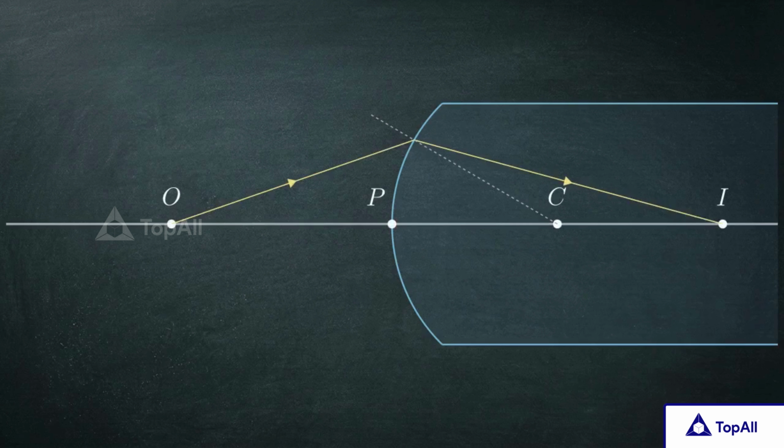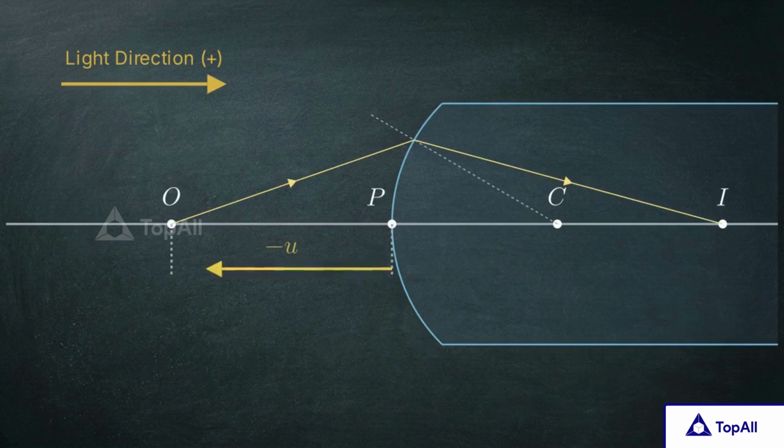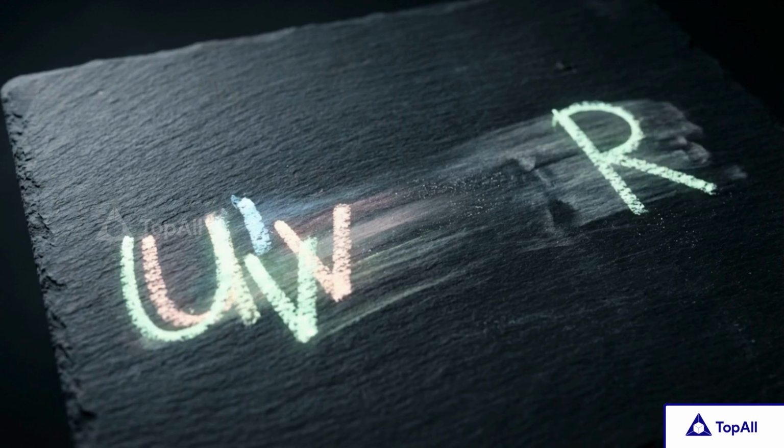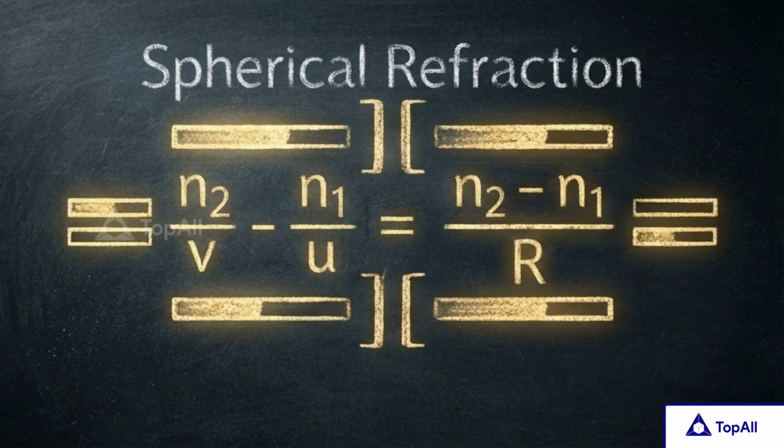Now we apply the Cartesian sign convention. Object distance is negative u. Image distance is positive v. Radius of curvature is positive R. Distributing the refractive indices and isolating the variables places the object and image terms on the left and groups the geometric radius on the right. This yields the final equation for spherical refraction. n2 over v minus n1 over u equals n2 minus n1 over R.